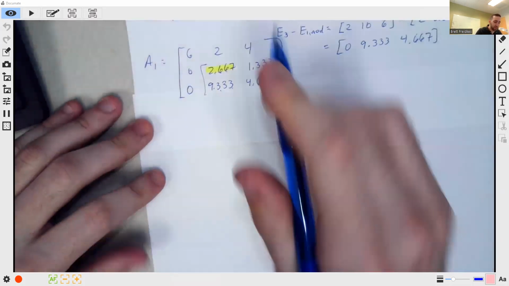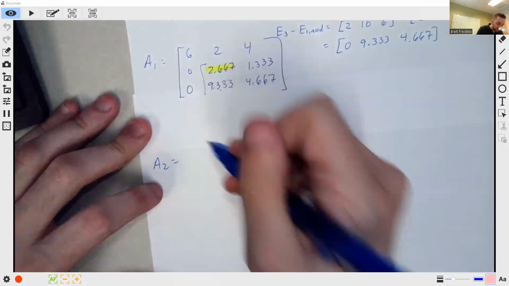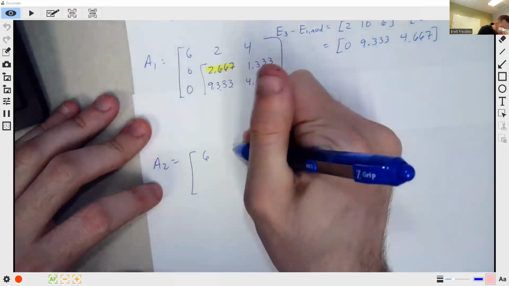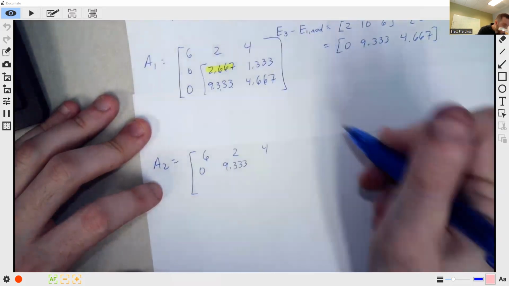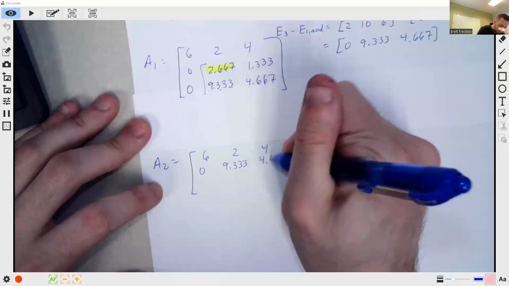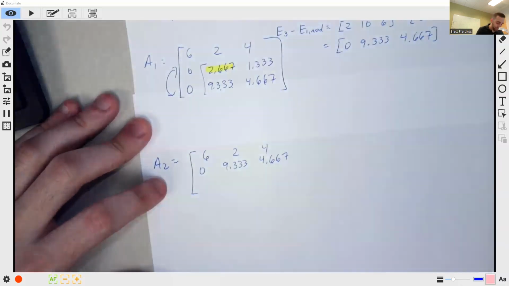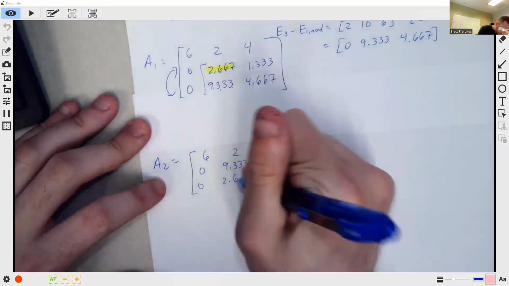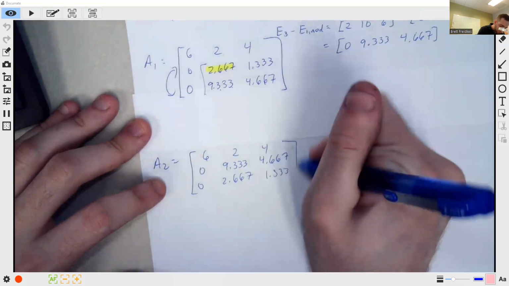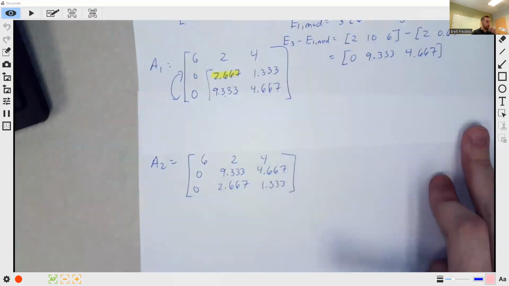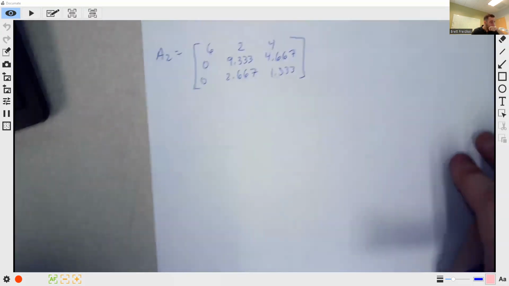So I'll say that A2, I'll say 2 because we've done 2 pivots, is 6, 2, 4, 0, 9.333, 4.667. Again, because we're switching those two. 0, 2.667, 1.333. So we have pivoted. This is our second time pivoting, and we've noted that for our problem.